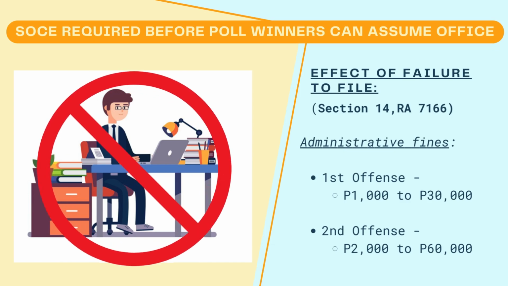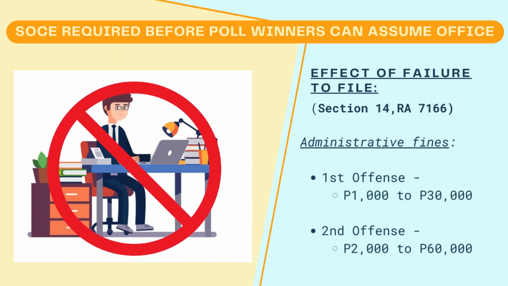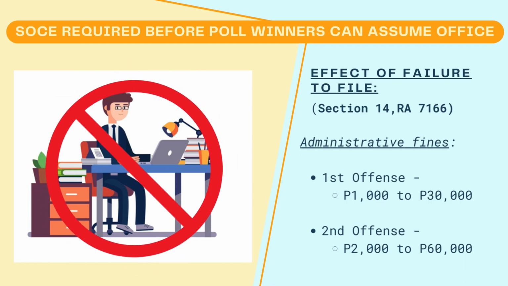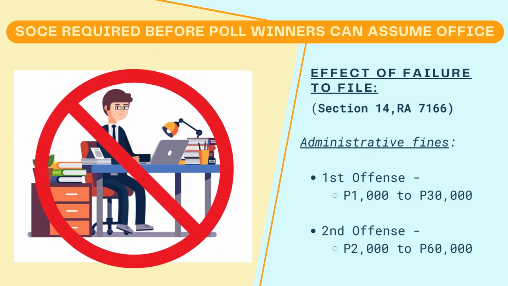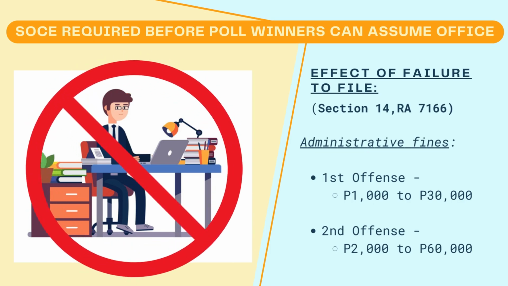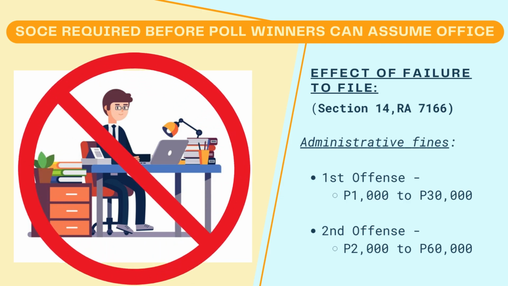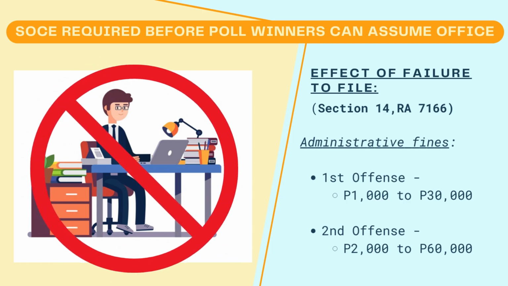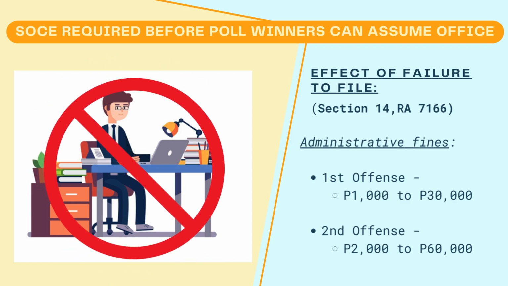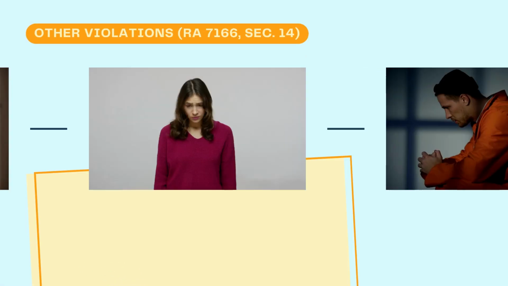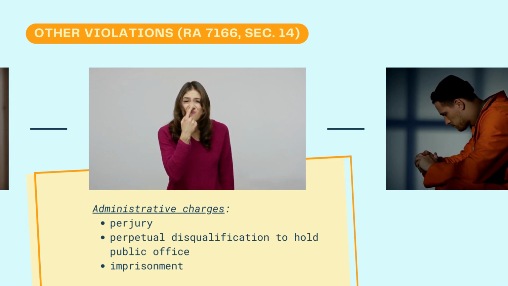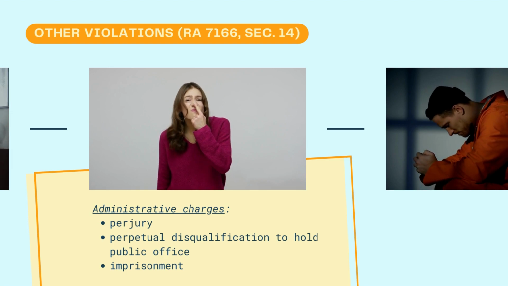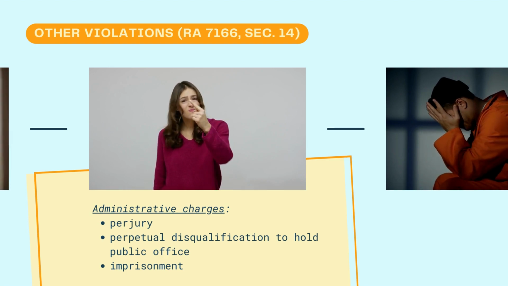Candidates who won the elections are prevented from assuming office upon their failure to file their respective SOCE until the deadline. Failure to file the SOCE shall constitute an administrative offense for which the offender shall be liable to pay an administrative fine ranging from 1,000 to 30,000 pesos. For the commission of a second or subsequent offense under this section, the administrative fine shall be from 2,000 to 60,000 pesos. Accordingly, those who will not file their SOCE, state false records, and those who will exceed the required expenses may face perjury, perpetual disqualification, or imprisonment, as deemed appropriate by the Commission.